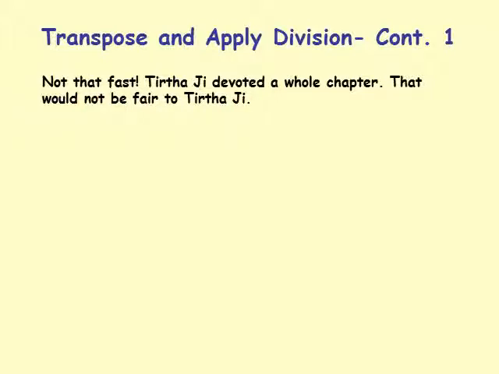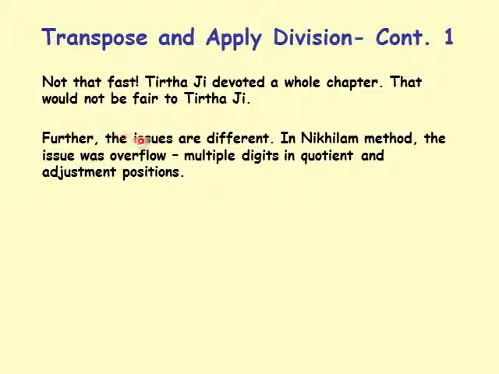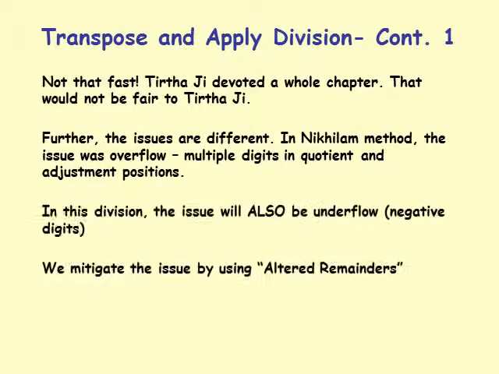Let's look at the issues here. The issues are different. In Nicholas method, the issue was overflow. We keep adding, and sometimes we get multiple digits in a quotient place and also in the adjustment place. So we had multiple digits in quotient and also adjustment positions. In this transpose and apply division, there will also be underflow, negative digits. So we will also get negative digits. We have positive digits, negative digits, multiple positive digits, and multiple negative digits.